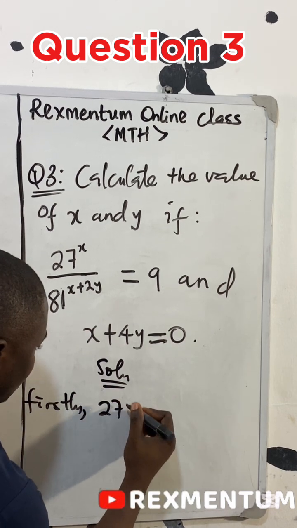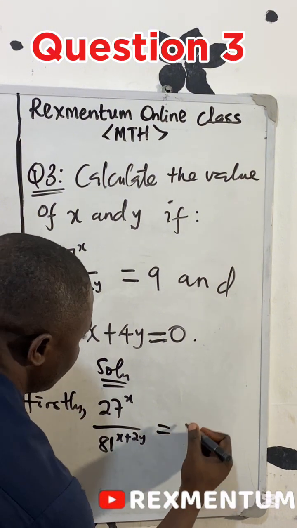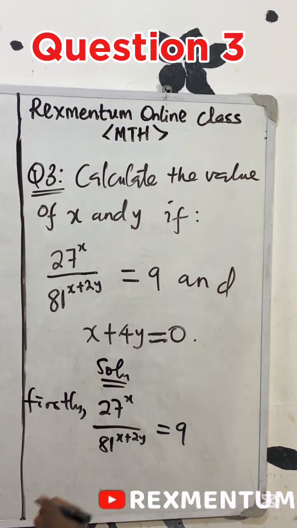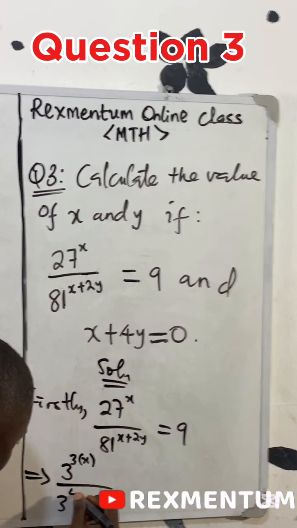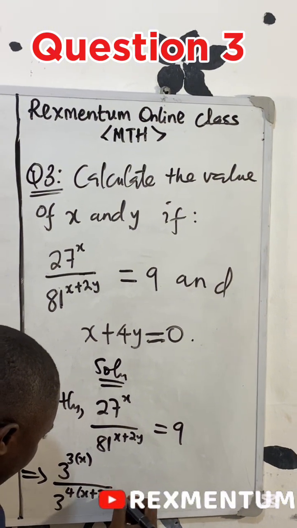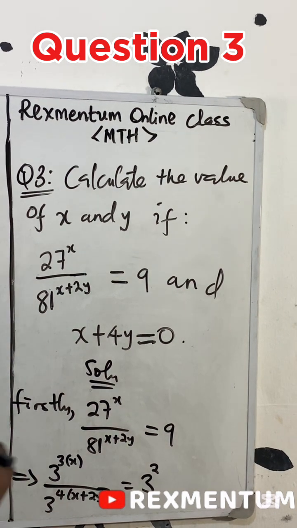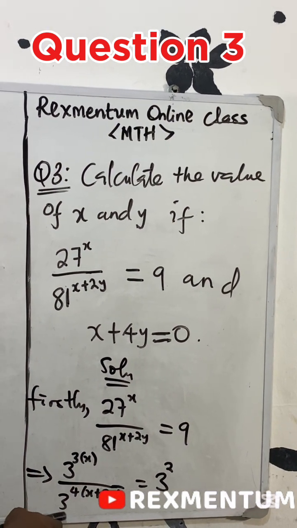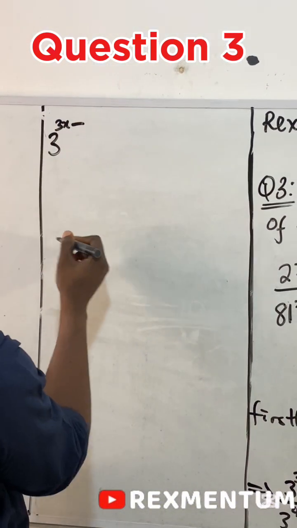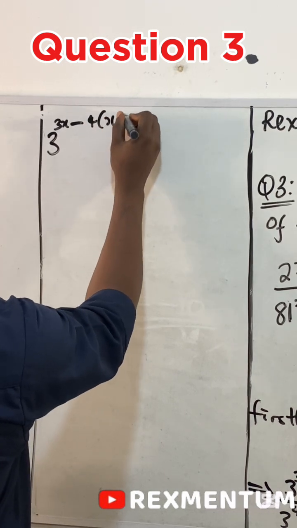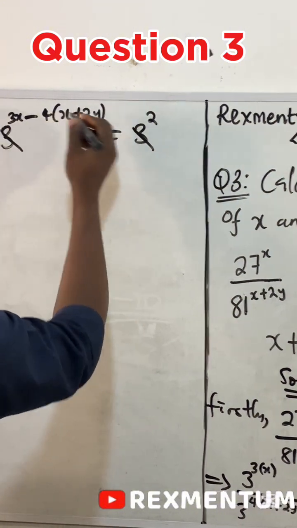First, we have 27 raised to the power x over 81 raised to the power x plus 2y equal to 9. That is going to be the same thing as 3 raised to the power 3x all over 3 raised to the power 4 of x plus 2y is equal to 3 raised to the power 2. If we do the indices here, the division rule says that provided that the bases are the same, you subtract the power. So we're going to have 3 raised to the power 3x minus 4 into x plus 2y, and everything is equal to 3 raised to the power 2, which will eliminate the base and equate the power.